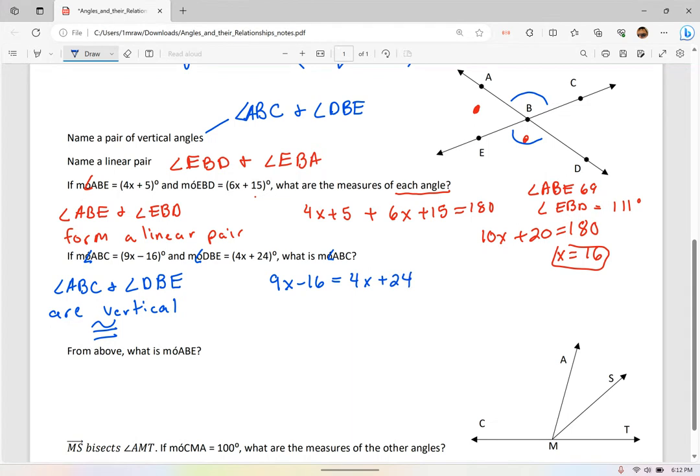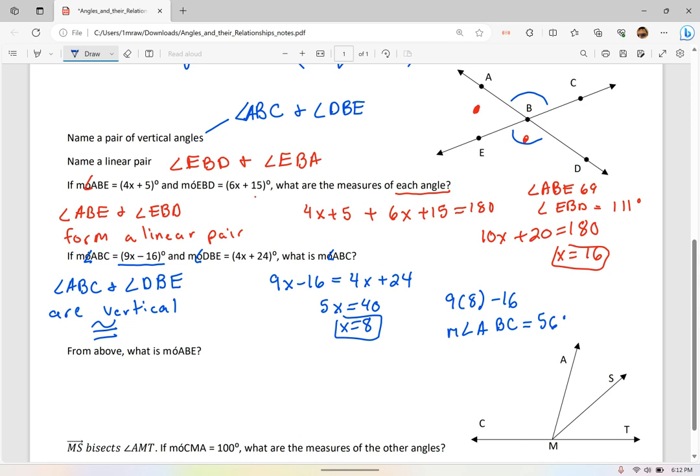Then we can do some algebra. Get our x's on one side, add 16, and we get 5x is equal to 40. Then we solve: x is equal to 8. Now, that's not our answer, but it's going to help us get to our answer. We just have to plug that in for angle ABC. So 9 times 8 minus 16, and that's how we get 56 degrees. The measure of angle ABC is equal to 56 degrees.